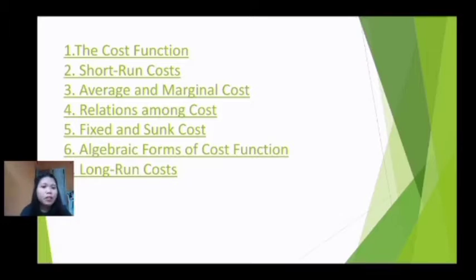I am going to report the 7 topics that we can find in the production process and cost. The 7 topics that I am going to report are the cost function, short-run cost, average and marginal cost, relation among costs, fixed and sunk cost, algebraic forms of cost function, and lastly, the long-run cost.